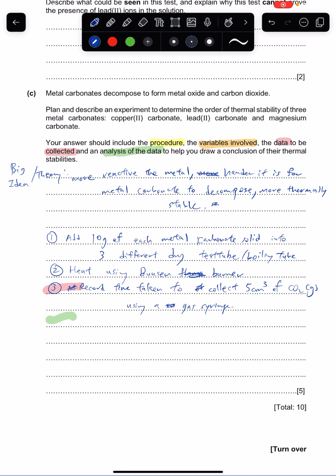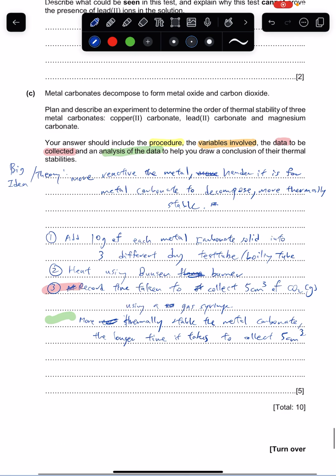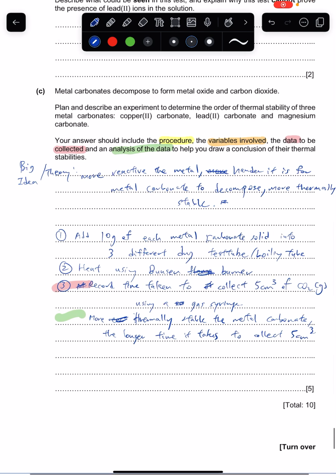Tell them, the more reactive, rather don't use reactive, the more thermally stable the metal carbonate. Thermally stable means it doesn't break down so much. The longer time it takes to collect that 5 cm³, which means the one that takes the longest is the most stable. Yeah, that's all.